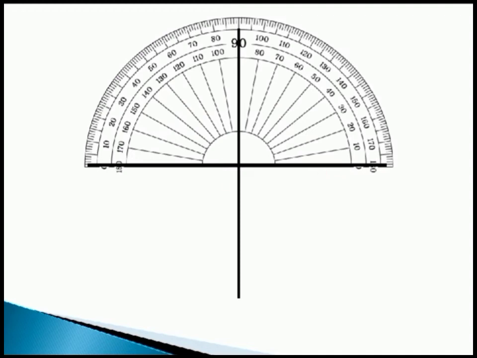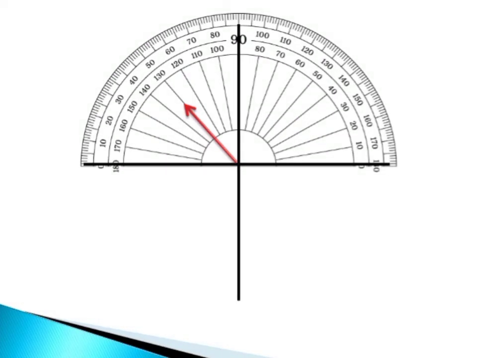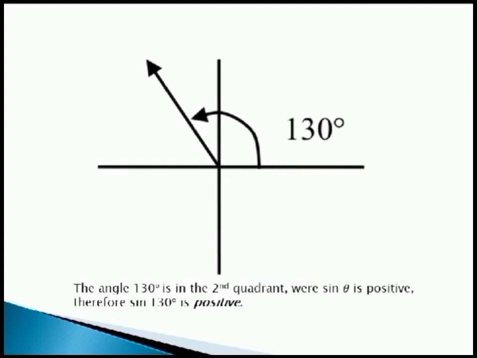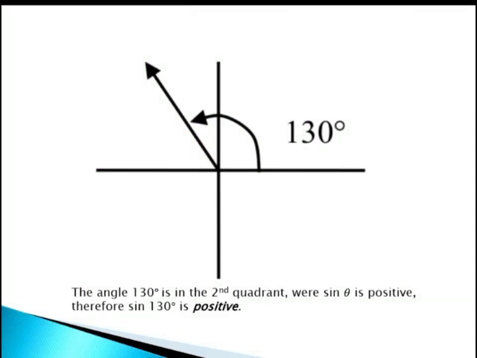So using the protractor, we will locate the 130 degrees. This is how the angle in the standard position must look like. As we can see, the angle 130 degrees is in the second quadrant, where sine is positive, therefore sine 130 degrees is also positive.